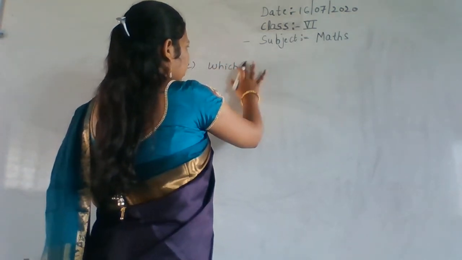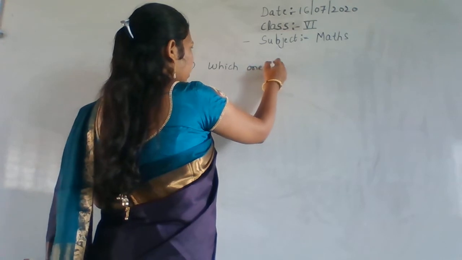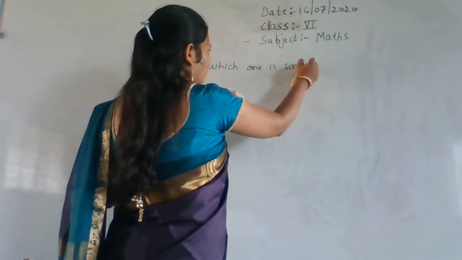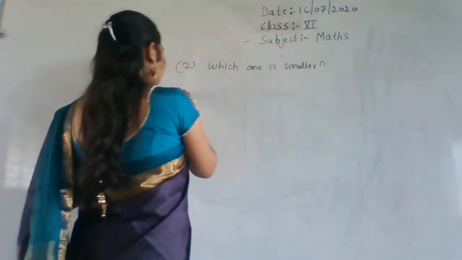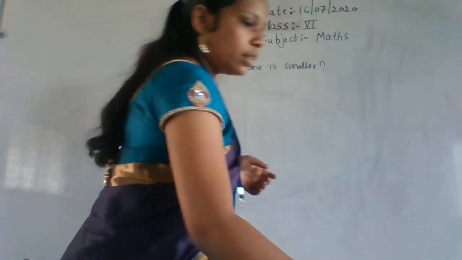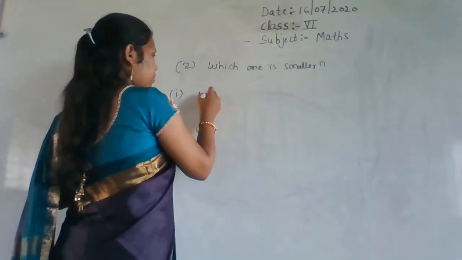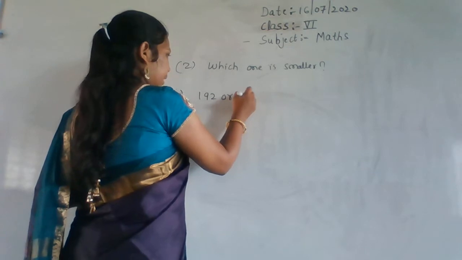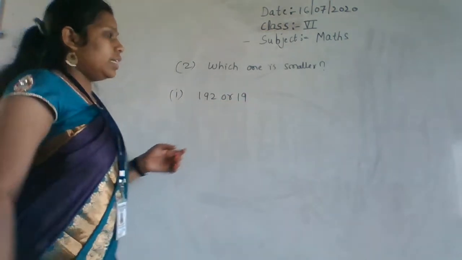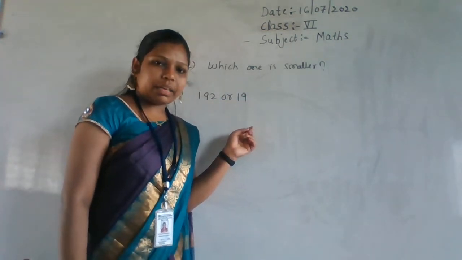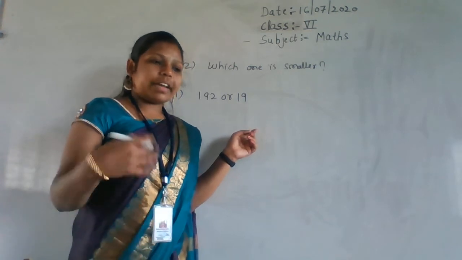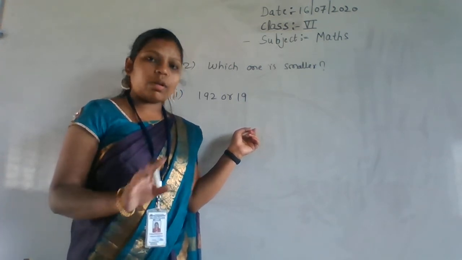Which one is smaller? They ask you. Okay, I'll show two examples of how to do that. First one is 192 or 19. Okay, it is easy, that's why I am giving it as homework. For the rest, we will solve all the exercise problems.